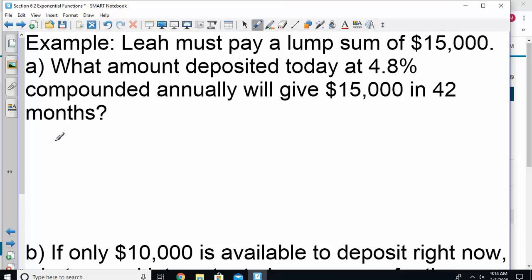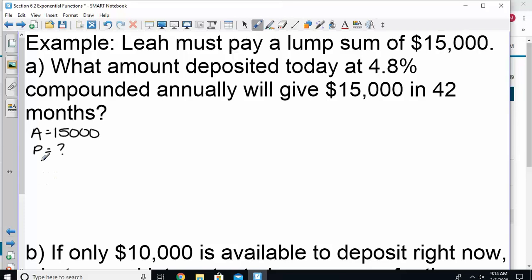Leah must pay a lump sum of $15,000. Part A. What amount deposited today at 4.8% compounded annually will give $15,000 in 42 months? So, what's this 15,000 represent? A. That's what we need to end with. So what amount deposited today, that represents P, what we start with.